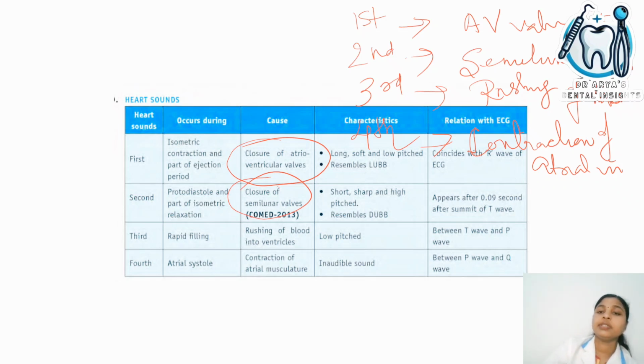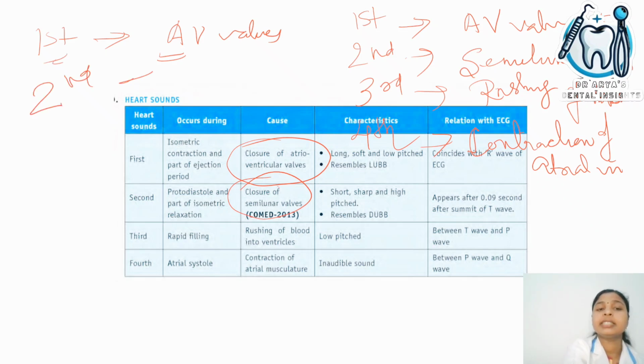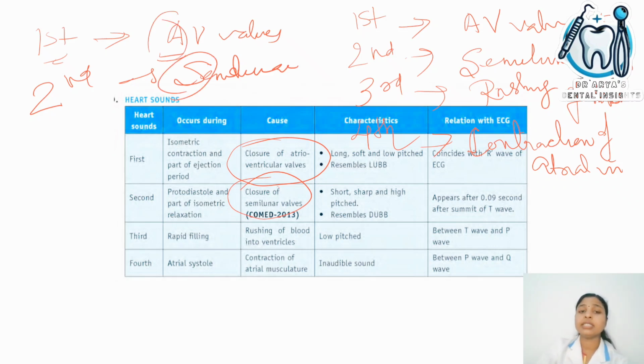Okay, so first one is the AV valve closed. Second one is semilunar valve. Third one is rushing of blood into the ventricles, and fourth one contraction of atrial musculature. So here it's also a mnemonic. First is A, that is AV valves, and second is S, that is semilunar valves. So these are the two mnemonics. First sound is due to the closure of AV valves, and second sound is due to the closure of semilunar valves.